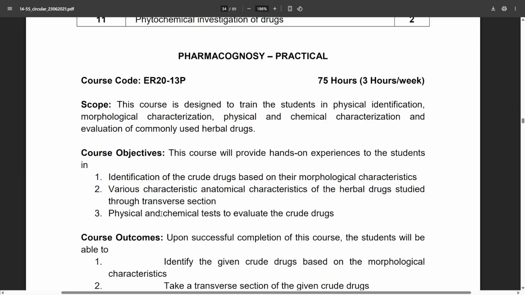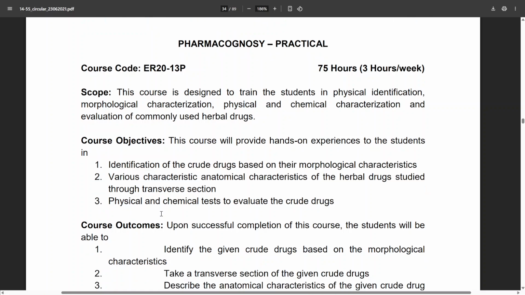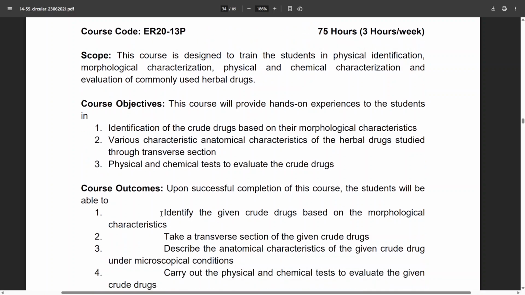This course is designed to train the students in physical identification, morphological characterization, physical and chemical characterization, and evaluation of commonly used herbal drugs. Course objective: this course will provide hands-on experiences to the students in identification of the crude drugs based on their morphological characteristics. Various anatomical characteristics of herbal drugs studied through transverse section. Physical and chemical tests to evaluate the crude drugs.